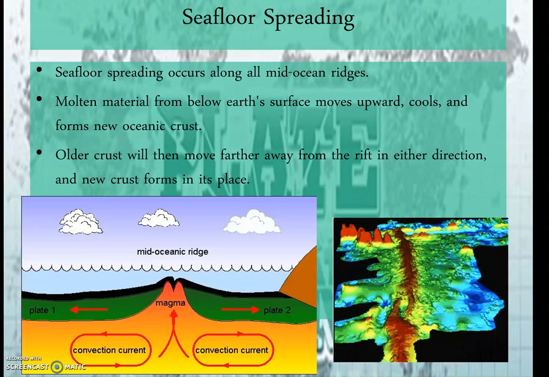That crack through the middle of the Atlantic Ocean is where seafloor spreading takes place. It occurs along all mid-ocean ridges. Molten material from below the Earth's surface moves upward, cools, and forms new oceanic crust. So right here at the mid-ocean ridge, the plates move apart and new crust is created. Older crust will then move farther away from the rift in either direction, and new crust forms in its place.